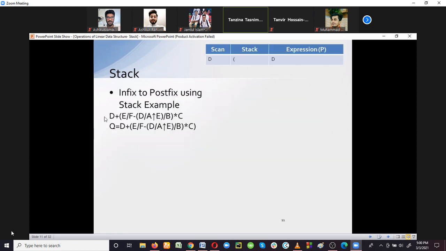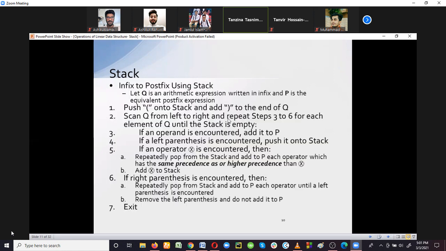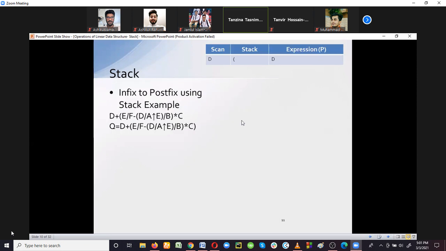So this was our infix notation. We just added a right parenthesis here, and a left parenthesis is added in this stack. And then the next step was to scan q from left to right and repeat steps 3 to 6 for each element of q until the stack is empty. So how many times are we going to repeat this scanning process? We have to continue this process for all the data elements of the infix notation.